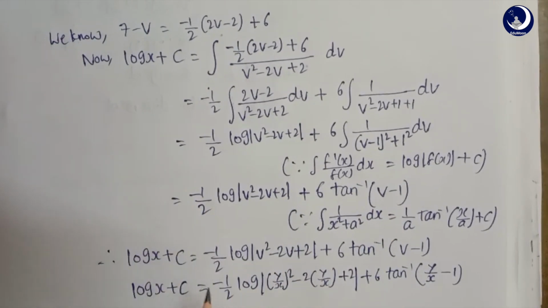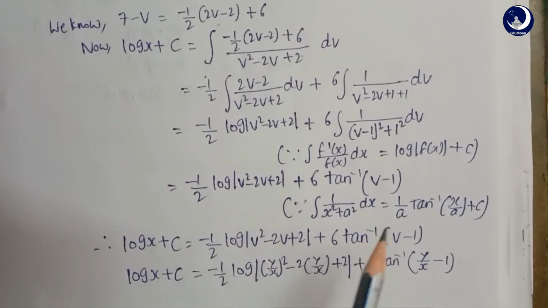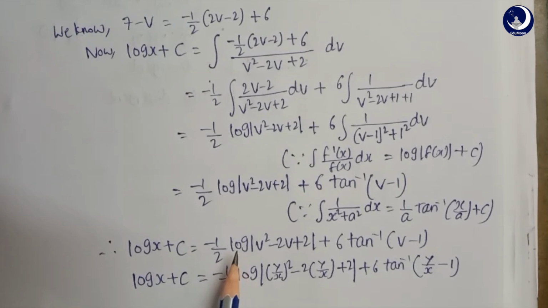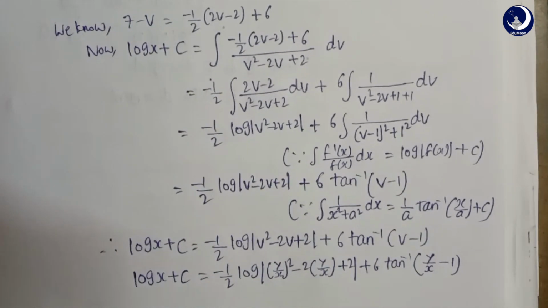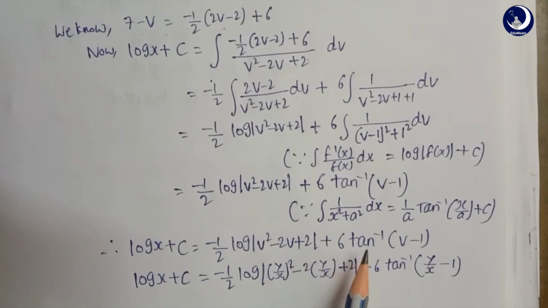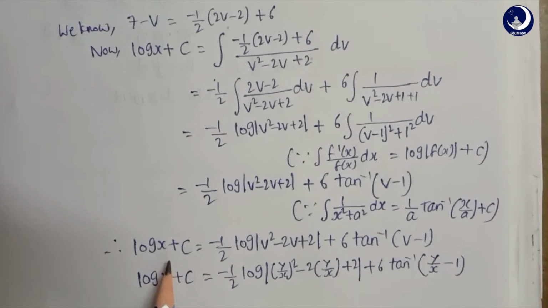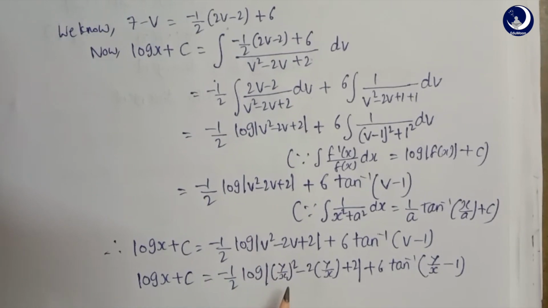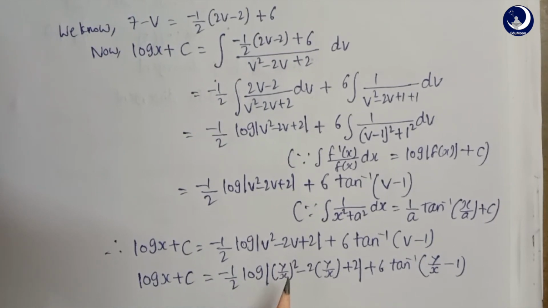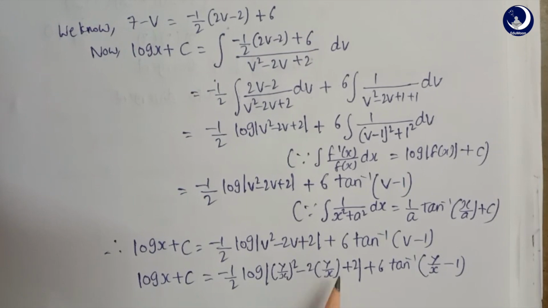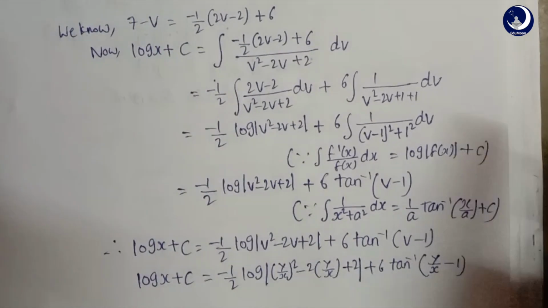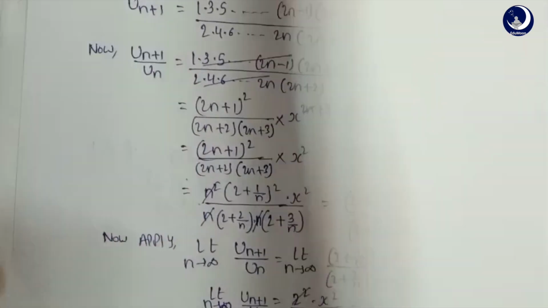Now by replacing these functions, I totally got log x plus c equal to minus half log mod (v square minus 2v plus 2) plus 6 into tan inverse of (v minus 1). We already know v means y by x. So I replace: minus half log mod ((y by x) whole square minus 2 into y by x plus 2) plus 6 tan inverse of (y by x minus 1). This is the required solution for the given function. Now coming to the last model.